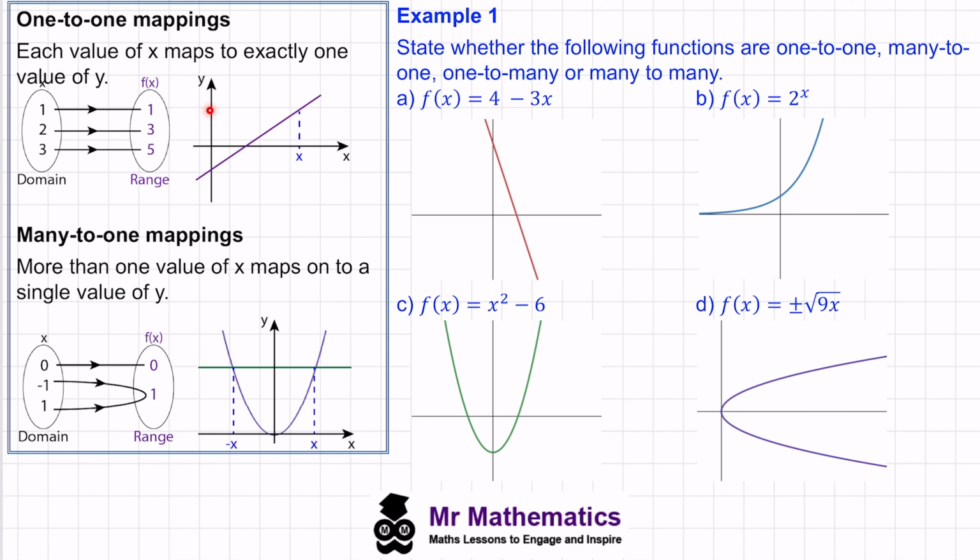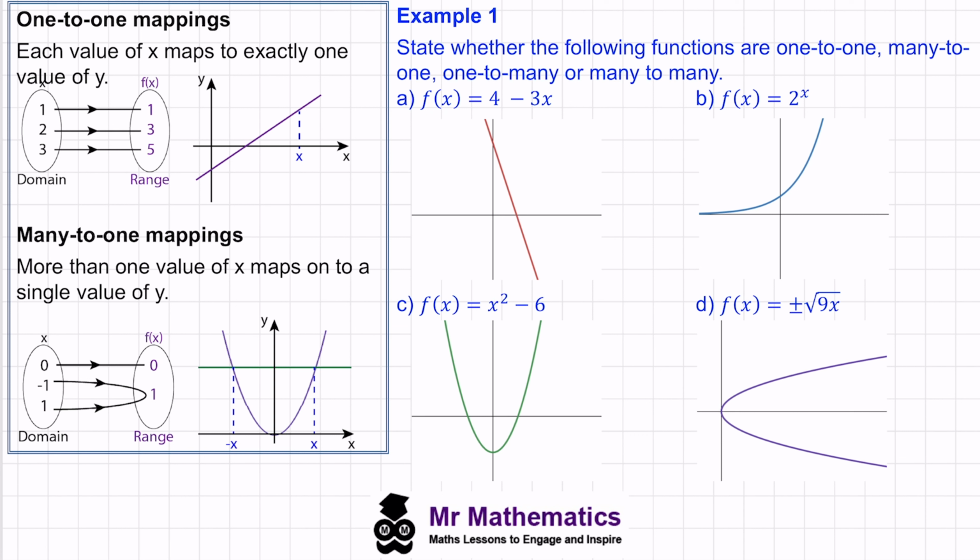And in many-to-one mappings, this is where more than one value of x maps onto a single value of y. And we can think of this as imagining a song duet where two singers harmonize to produce one unified sound. This is many-to-one mapping. So for instance, this y value, well, many x values, these two, share the same one y value. So this is many-to-one.